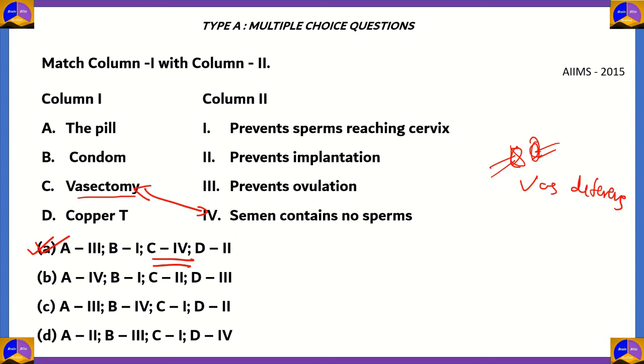And if you look at the others, pill prevents ovulation, that's correct. Condom prevents sperms reaching the cervix, that is also correct. And copper T prevents implantation, which is also correct.